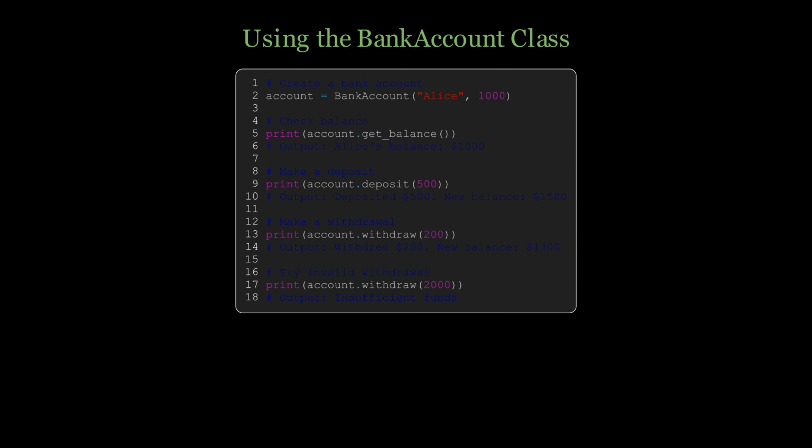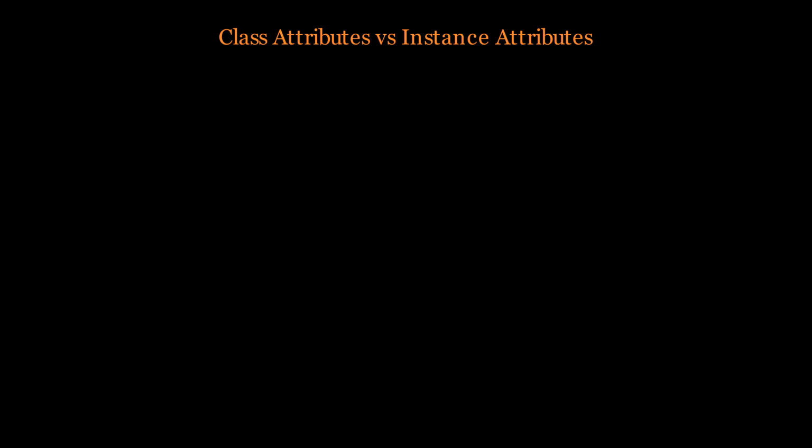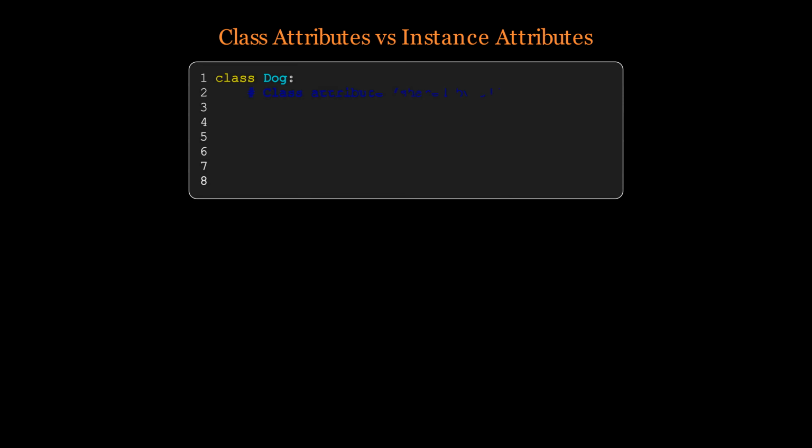There are two types of attributes: instance attributes and class attributes. Instance attributes are unique to each object. Class attributes are shared by all instances of the class. Species is a class attribute defined outside __init__. It's shared by all dog instances.